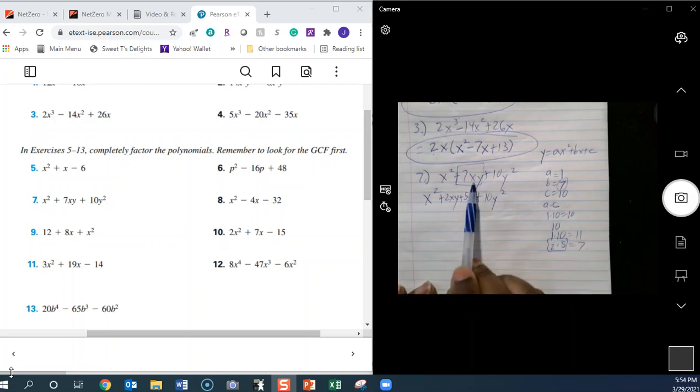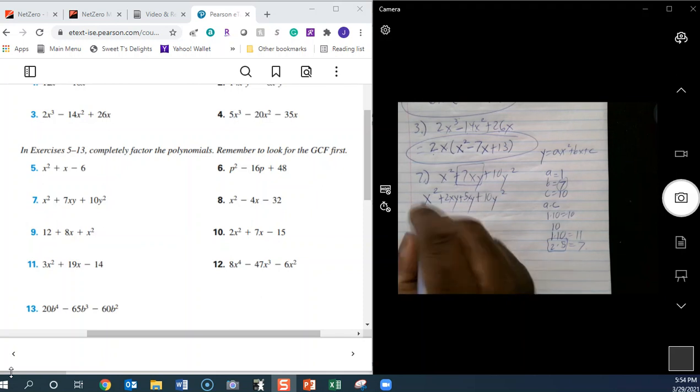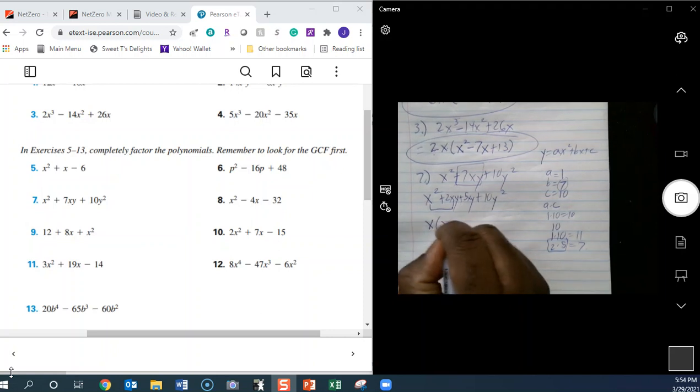2xy plus 5xy is 7xy. So we group the first two values. We do the greatest common factor. They have an x, and that will leave us x plus 2y.